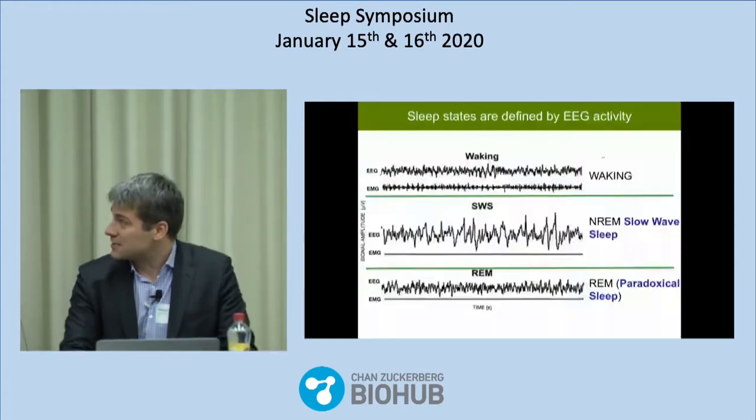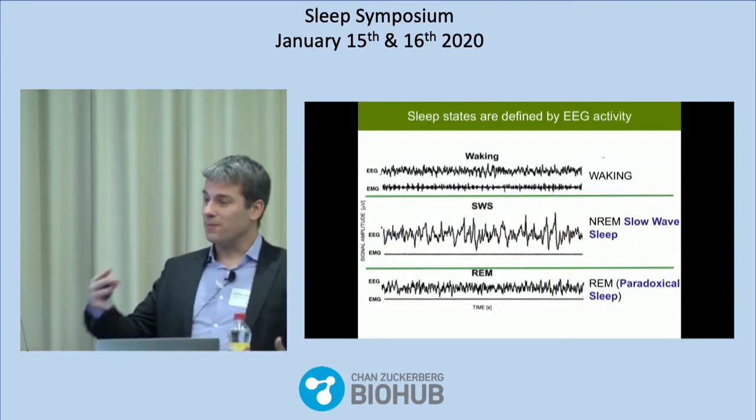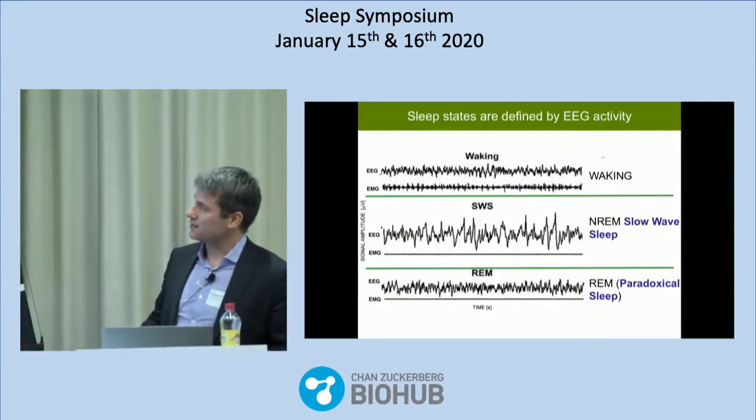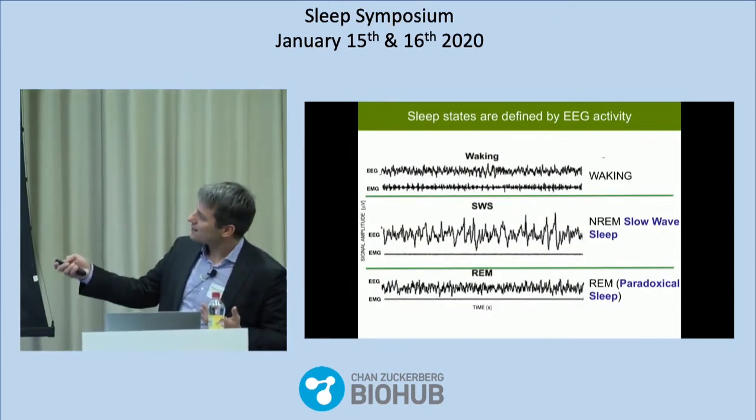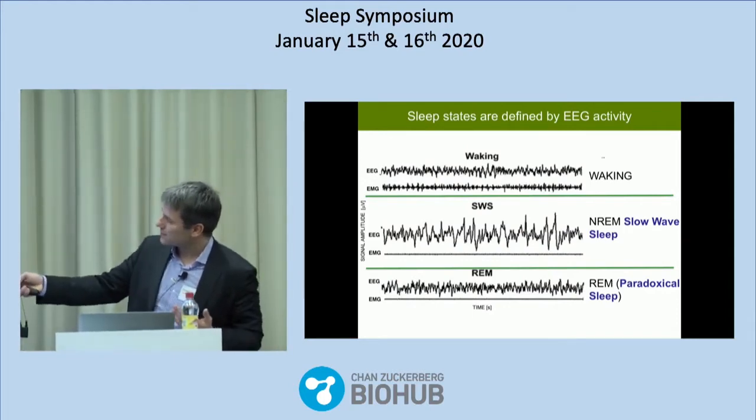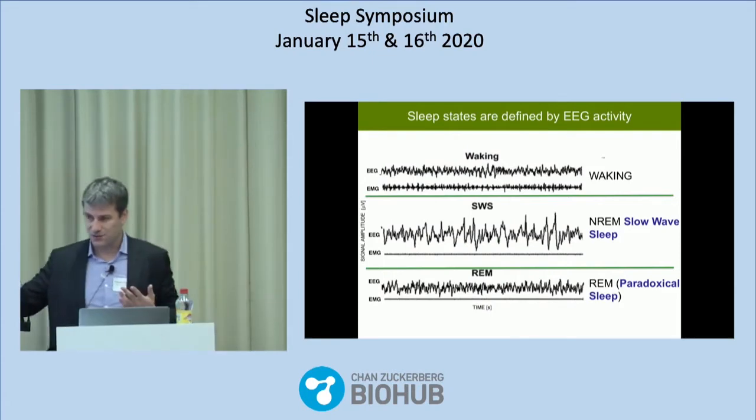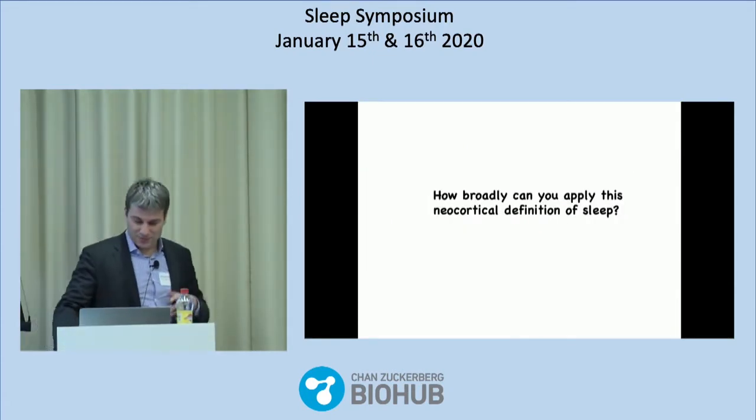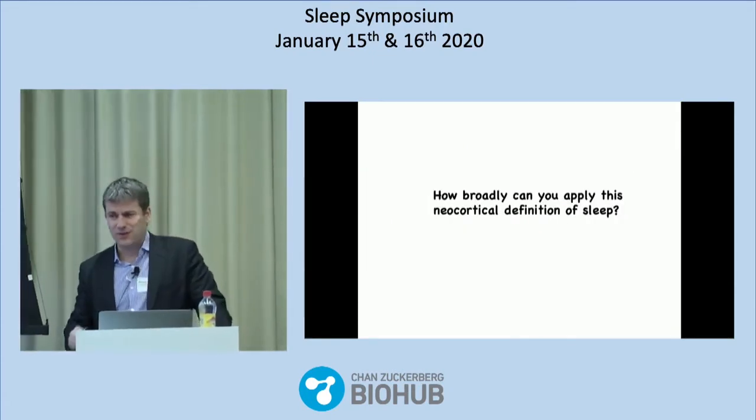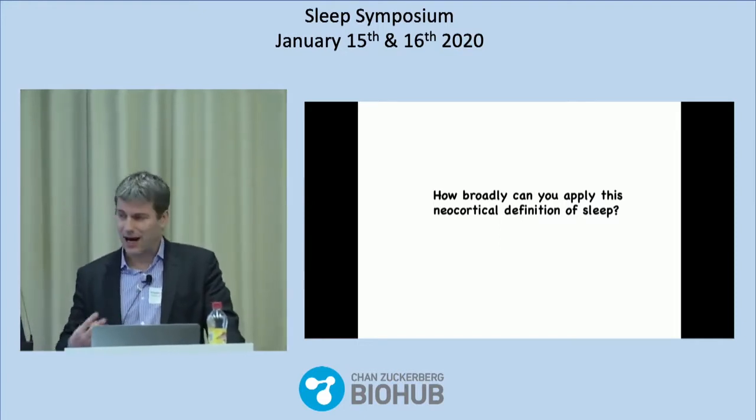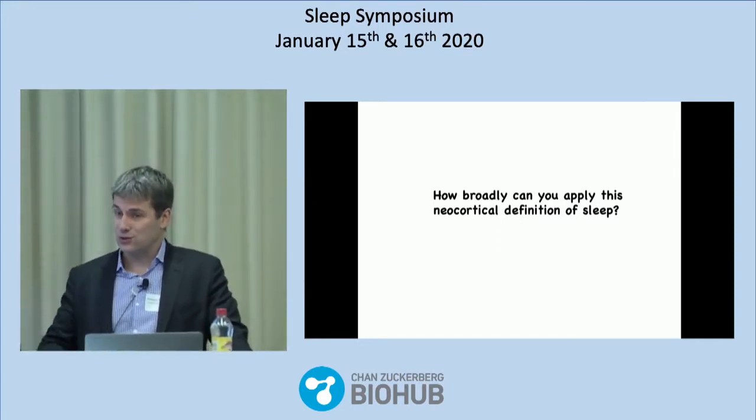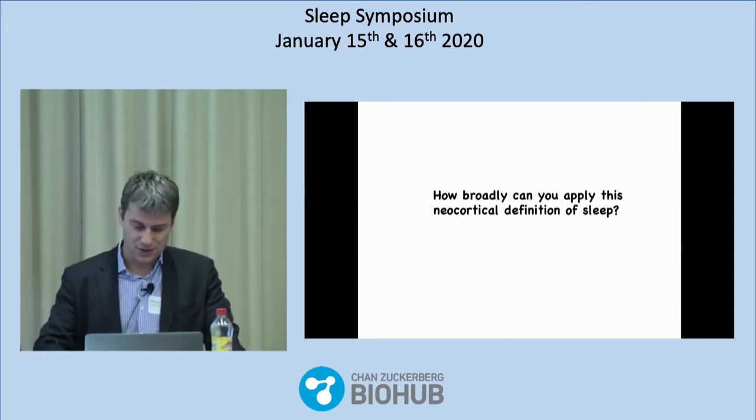So, using this, you get the three main brain arousal states that are defined: the wake, the non-REM with the slow waves, and the REM that is mostly distinguishable from wake due to the absence of muscle tone. And so this is a definition based on the surface of the brain, and how can you apply it to all species that we've been studying so far?